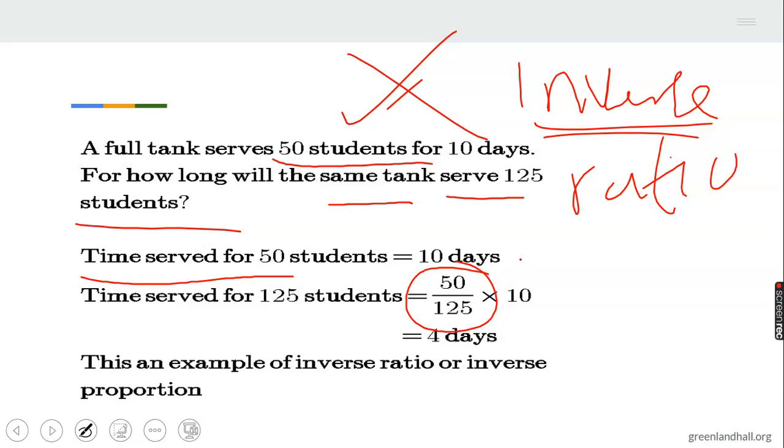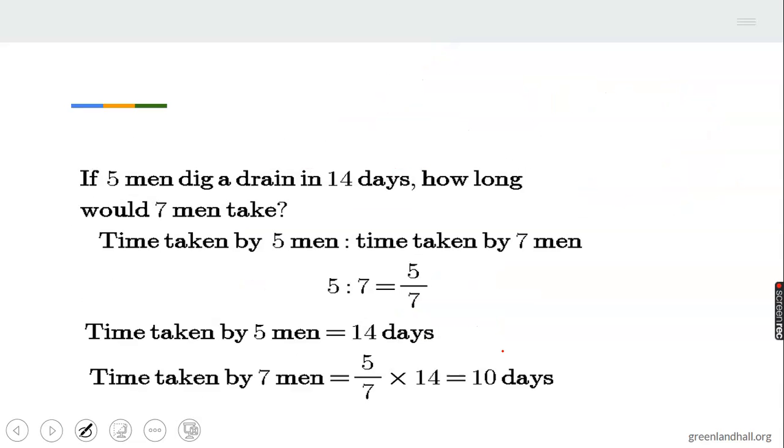Don't forget, the ratio of the students is 50 to 125. But because we are dealing with inverse ratio, our fraction must be a proper fraction. Now when you divide, you have 4 days. That is your answer. It's just the opposite of what we did with direct ratio, where we have an improper fraction, but here we have a proper fraction.